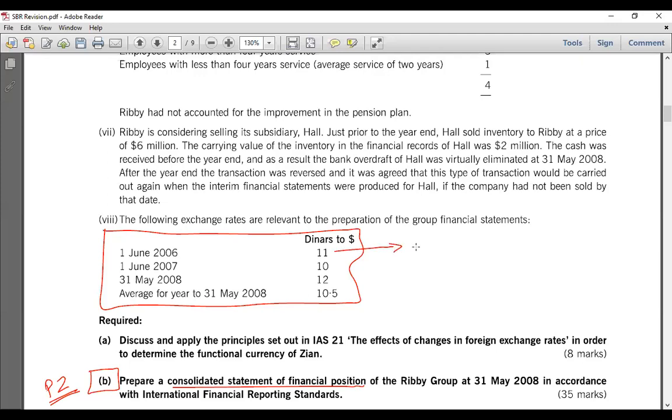So now the question had given us the rate of 11 at the date of acquisition and the rate of 12 at the balance sheet date. So if I go back to the question, I'm going to use 11 and 12 in my calculation.